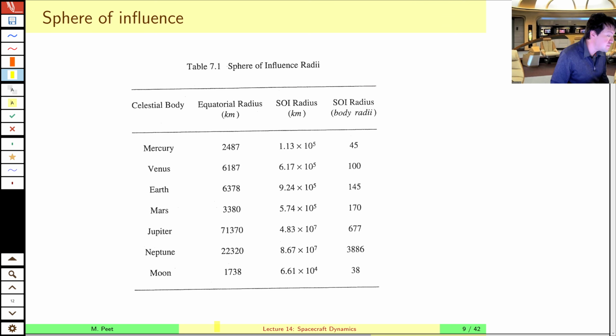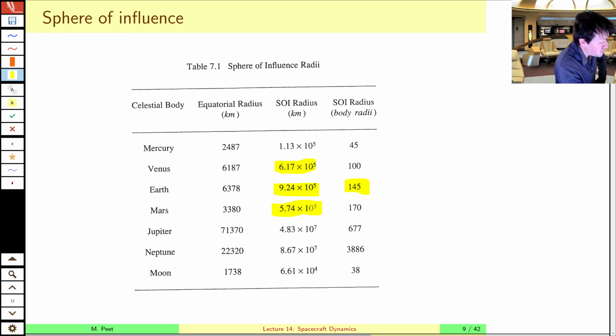So what are these numbers? Just for intuition. Earth, we're out to 145 Earth radii, which is about 924,000 kilometers. Venus, 617,000 kilometers. Mars, 574,000 kilometers. Now, remember, Mars is much lighter than the Earth, and that's why it has a smaller sphere of influence than both Venus and Earth.